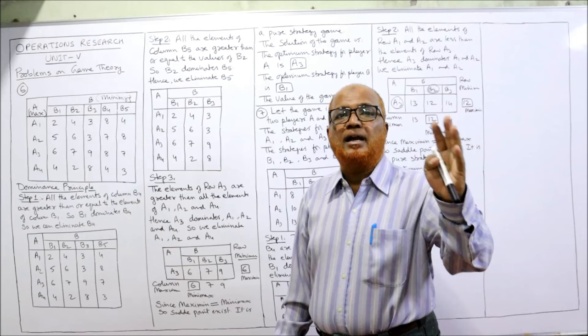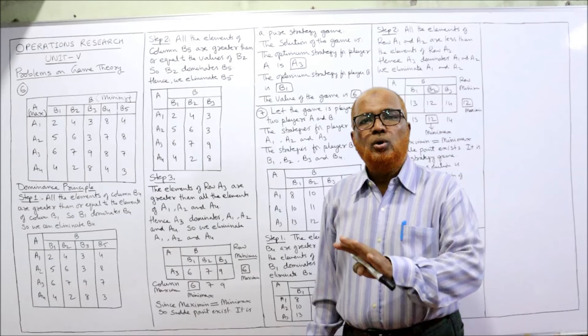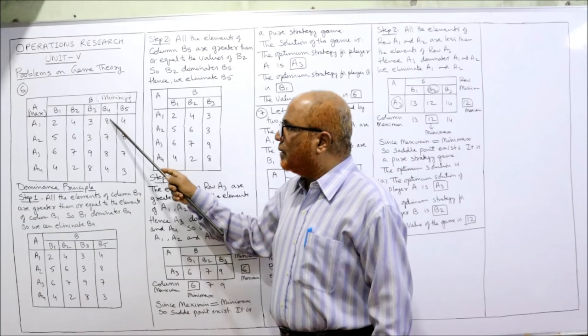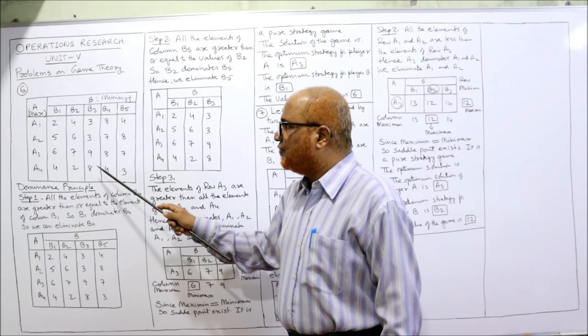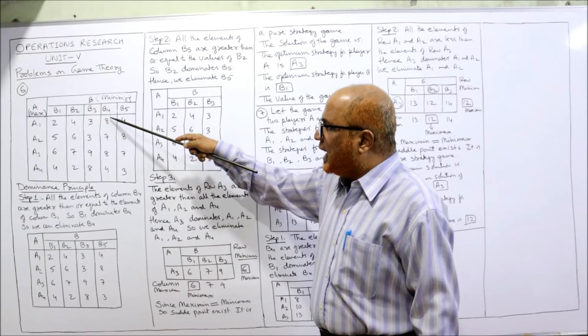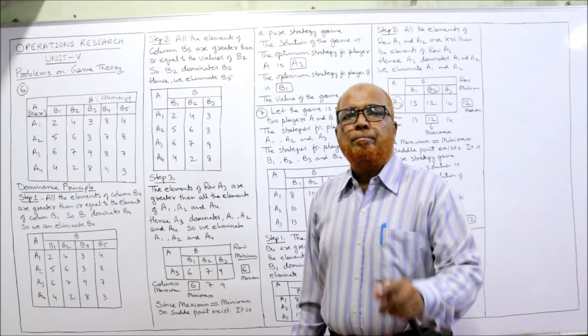Now we compare B1 with B3. 2, 3: 3 is more. 5, 3: 3 is less. So no dominance between B1 and B2, and B1 and B3. Now we compare B4. 2, 8: 8 is more. Then 5, 7: 7 is more. 6, 8: 8 is more. 4, 4: both are equal. That means all the elements of B4 are greater than or equal to the elements of B1. So we can say B1 is dominating B4.